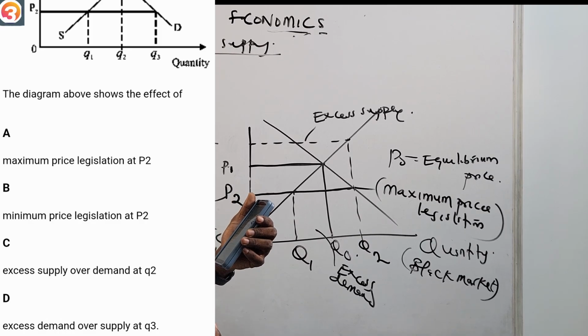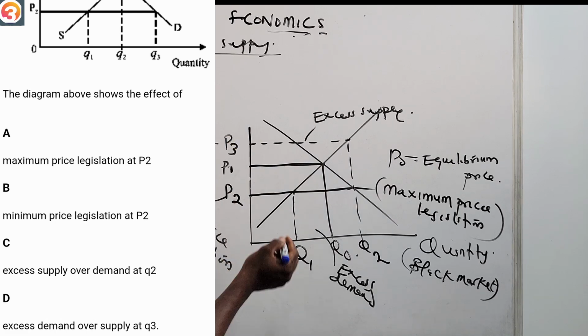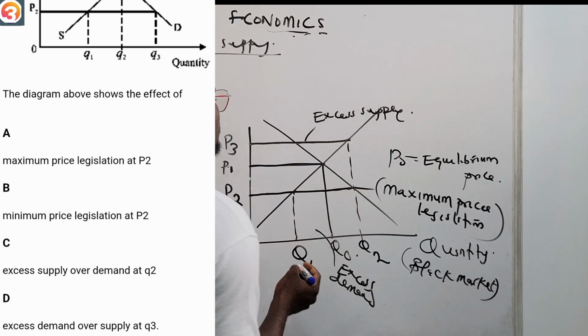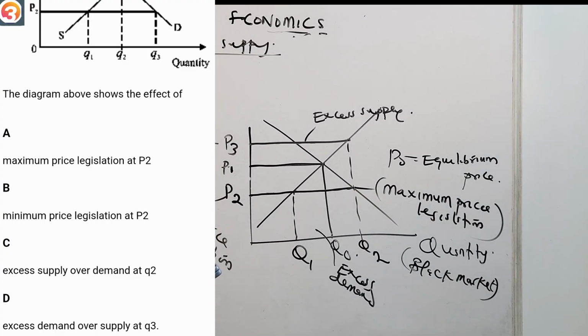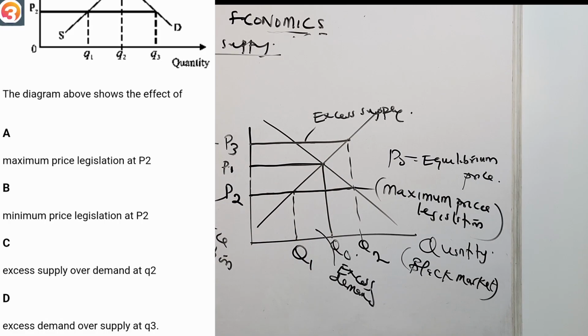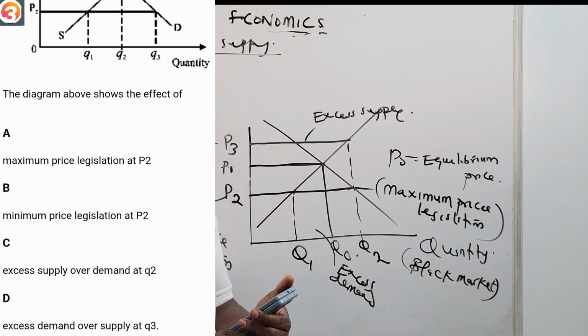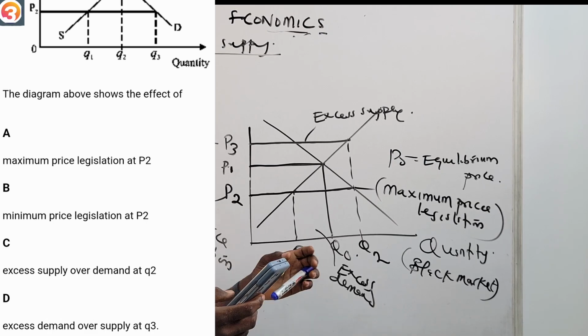B says minimum price legislation at P2. That's not minimum. If it's minimum, it has to be above, maybe let's say P3. This will now be our minimum price legislation. C says excess supply over demand at Q2. This is our excess supply. D says excess demand over supply at Q3. So the correct answer is just there, option A, maximum price legislation at P2.